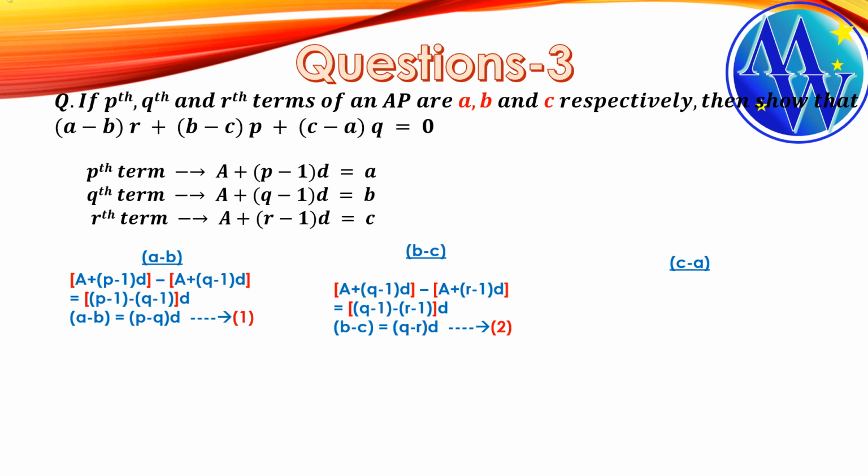Same way we can find C minus A, which is A plus (R minus 1) into D minus (A plus (P minus 1) into D), which equals (R minus 1 minus (P minus 1)) into D. A and A are cancelled, okay? So C minus A equals R minus P into D, which is the third equation.